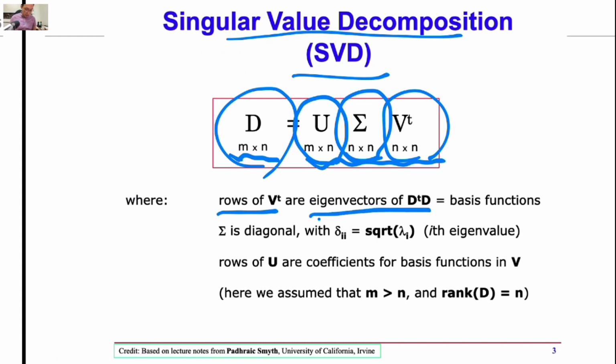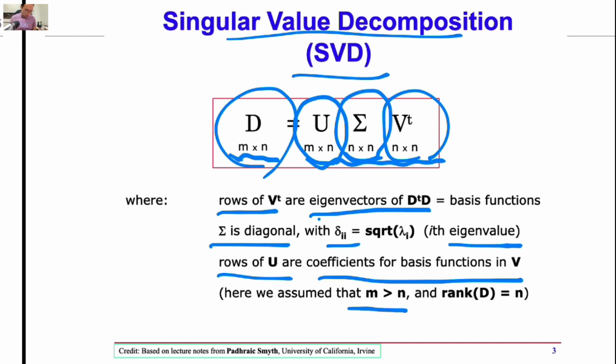So just following the definition, and actually you can prove what this sentence means. And this is a diagonal matrix, and each element in the diagonal matrix corresponds to an eigenvalue. The rows of U are coefficients for the basis functions in V. We also assume that M is larger than N. The rank d is N.